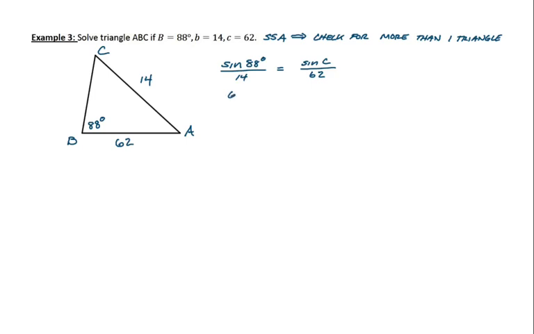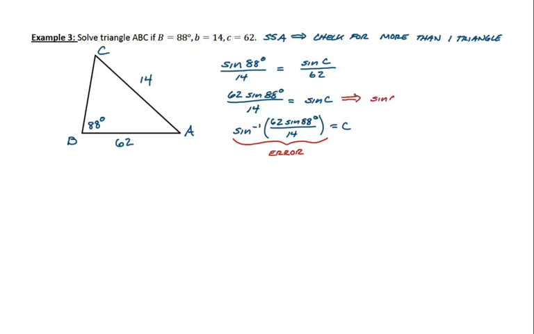So I would multiply both sides by 62. And I'll get 62 sine of 88 over 14 equals sine of C. And then to find angle C, you would take the inverse sine of 62 sine of 88 over 14. And what should happen is you should get an error. Okay, it'll say domain error in your calculator, which essentially means there's no possible angle for C that has that value. And let me just illuminate that issue here.